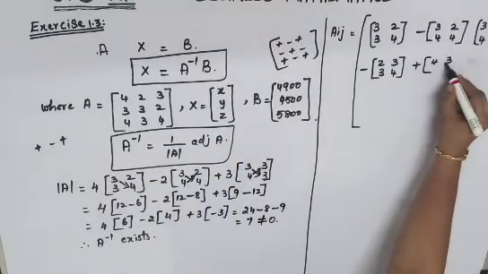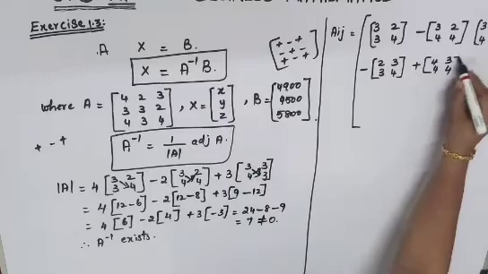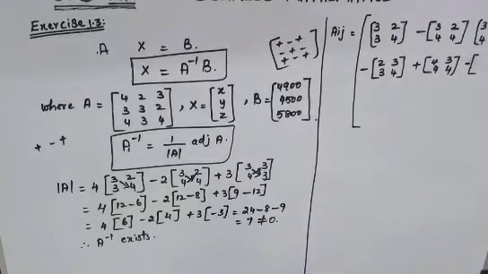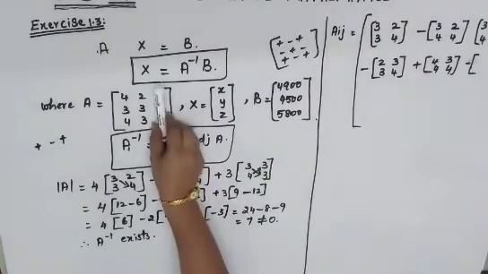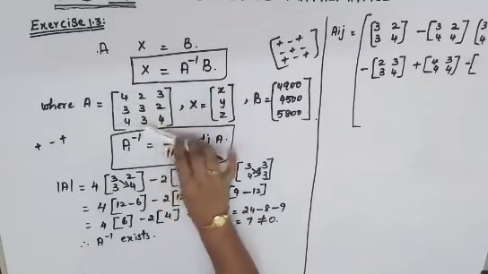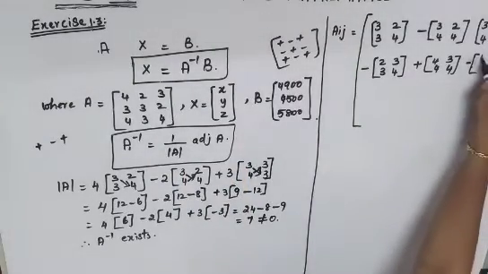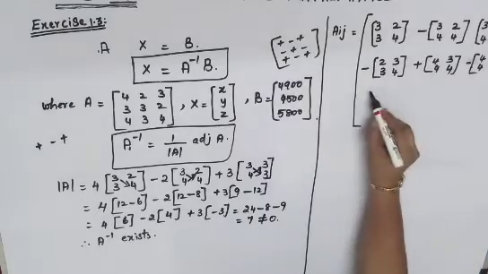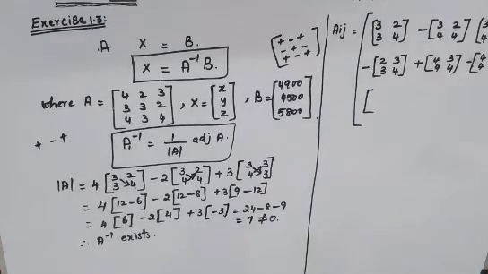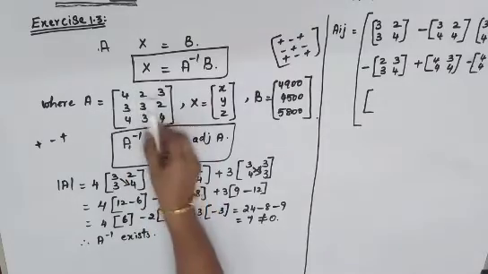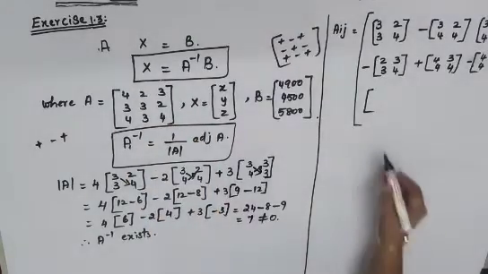Then minus from your format, open your bracket. Removing the column and the row, you will get 4, 2, 4, 3. Going to your third row, the minor of 4 has to be found out. So removing the row and the column, 2, 3, 3, 2.